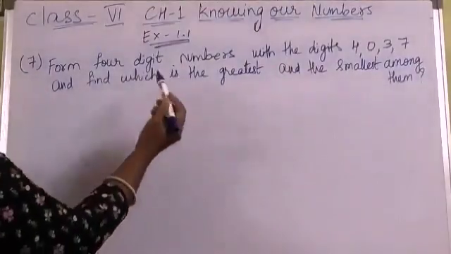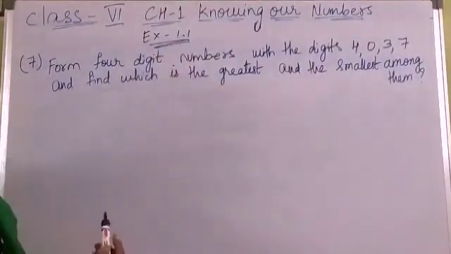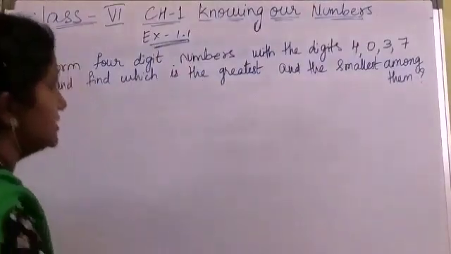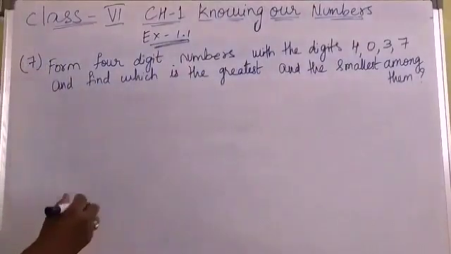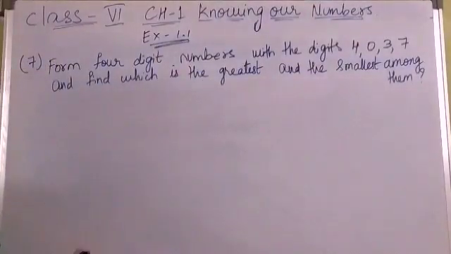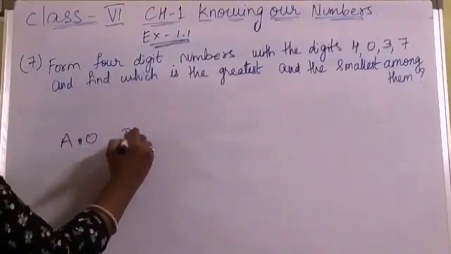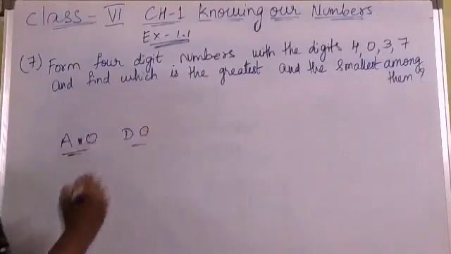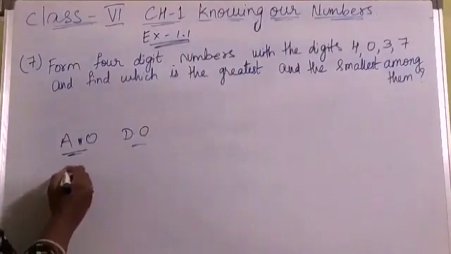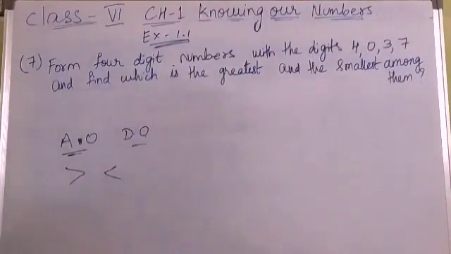Next, I am going to discuss exercise 1.1, children. In that, the first bit is easy. In that question, which is the greatest and the smallest among the numbers, that is easy only. Next one is ascending order. That is easy. Descending order you can do because you did it in earlier classes also. And coming to the next, which is greater, which is less than, that you can do.